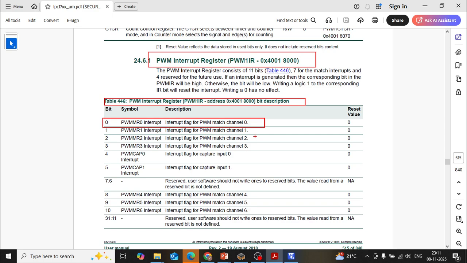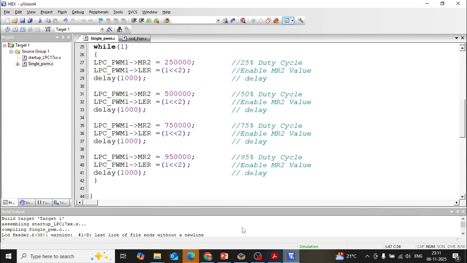So two important things. One is we have to configure MR0 in interrupt mode, and whenever there is an interrupt, we have to clear the interrupt register bit. So two things we have to keep in mind in understanding the coding.